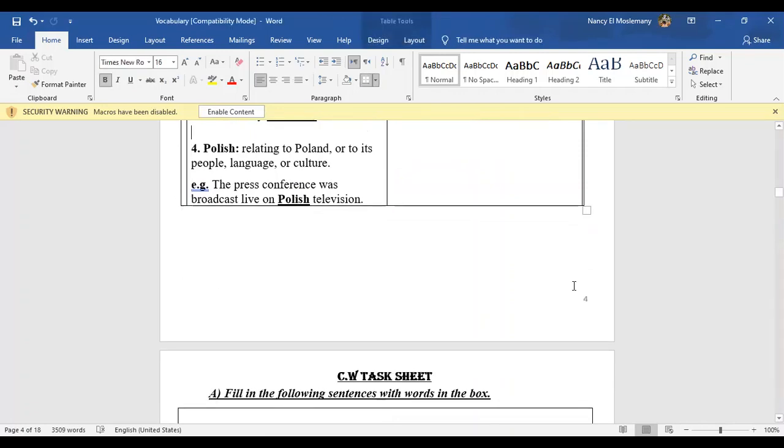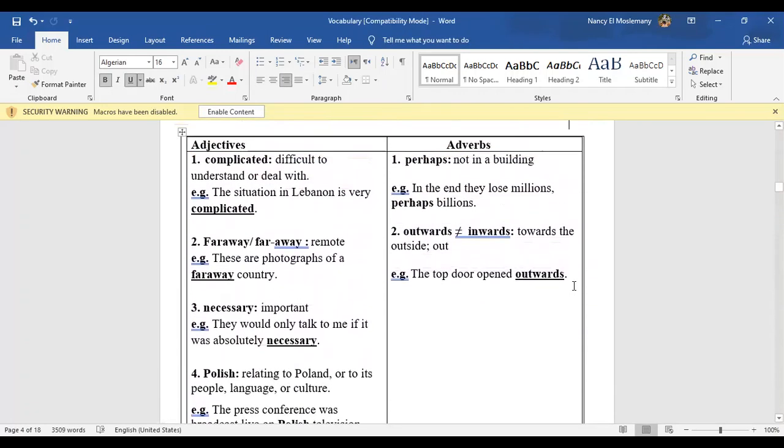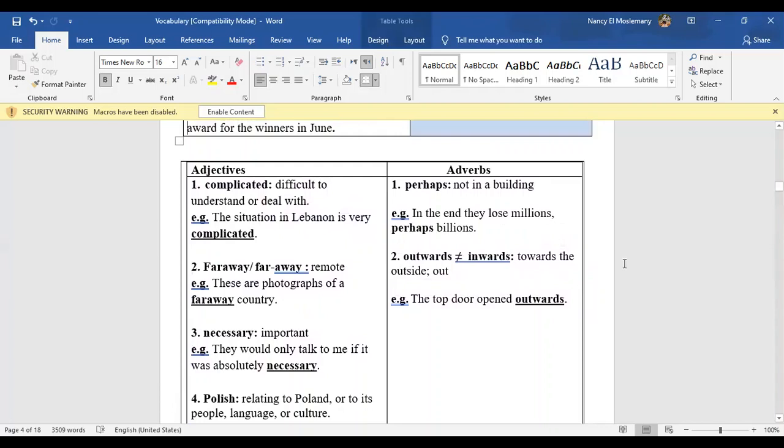Okay, now the final part is the adverbs. We have here perhaps. Perhaps means maybe. Okay, number 2, we have outwards and inwards. It's like the mirror. Outwards, it means toward the outside. Inwards, it means towards the inside.